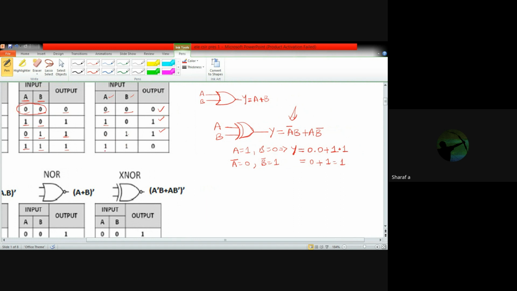For A and B we have 1 and 1. Then in that case you will get 0 as the output. You just substitute that in this expression, then you can verify the truth table.